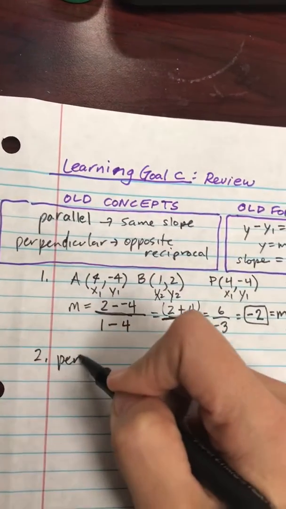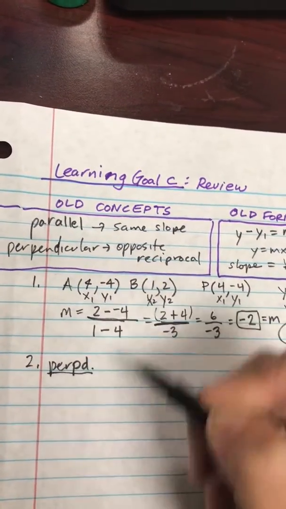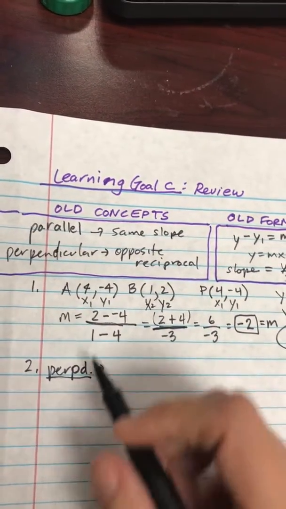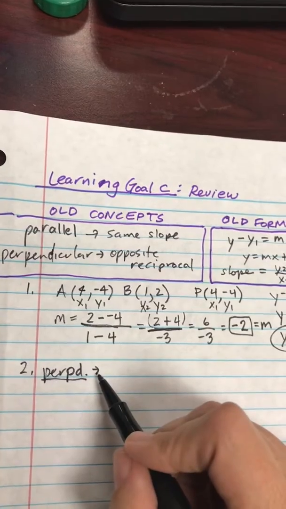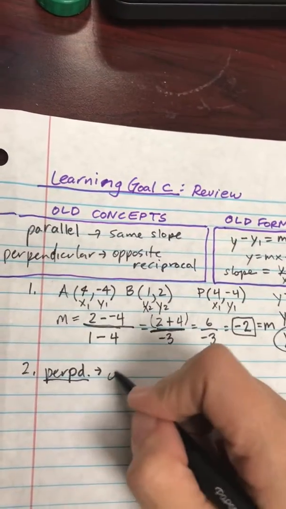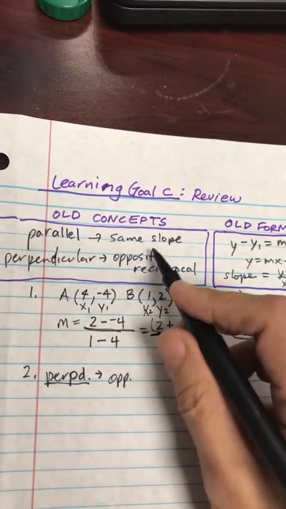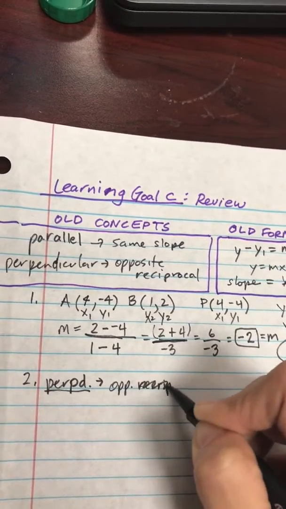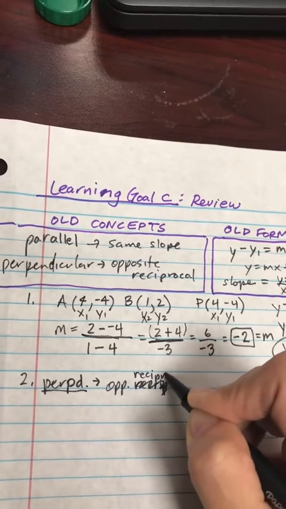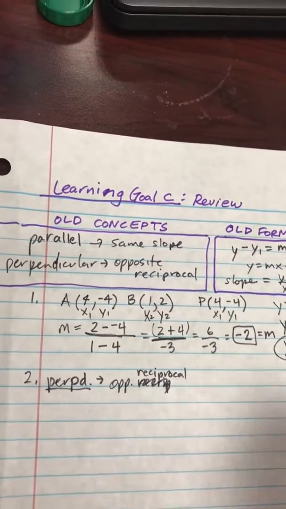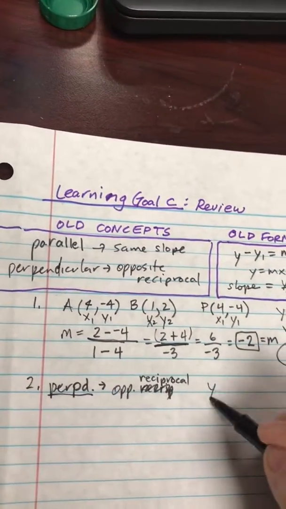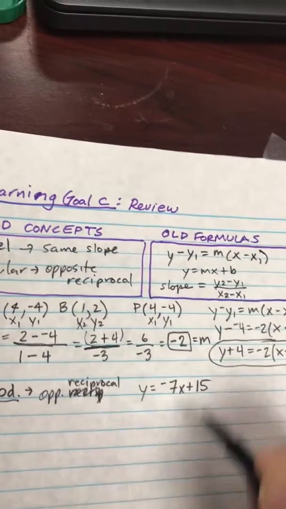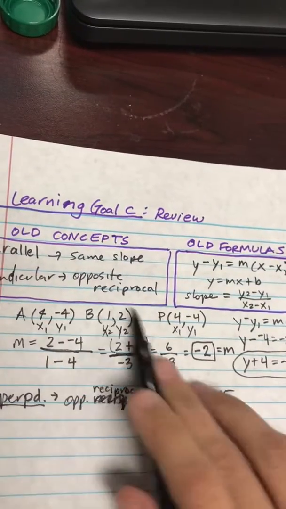Now it says the word perpendicular. So I know that means opposite reciprocal. So for perpendicular, I need to find my slope, and then when I do, I'm going to flip the sign and flip it upside down. That's not how you spell it. Reciprocal. Okay, so they give me an equation. This one looks a little easier. That's nice. An equation, and I don't have to do anything fancy.